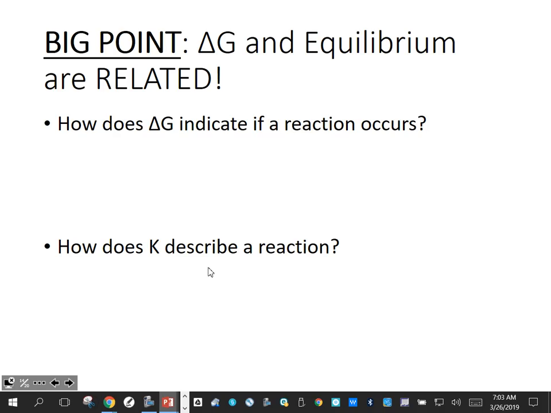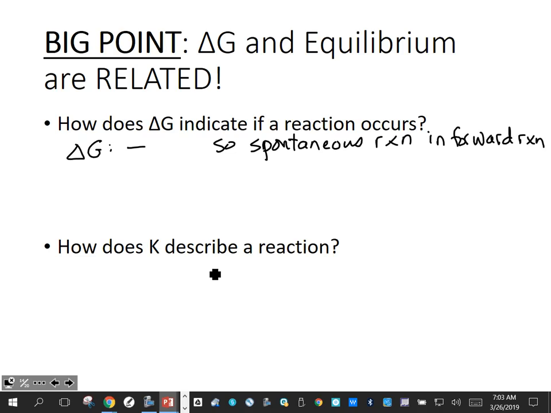So first up, how does delta G indicate if a reaction occurs? Well, we know this, right? If delta G is negative, then that means that we have a spontaneous reaction. But think about direction. When we say spontaneous reaction, what direction are we talking about? What we're really talking about is in the forward direction, right? The forward reaction, the reaction as written, is spontaneous in the forward direction.